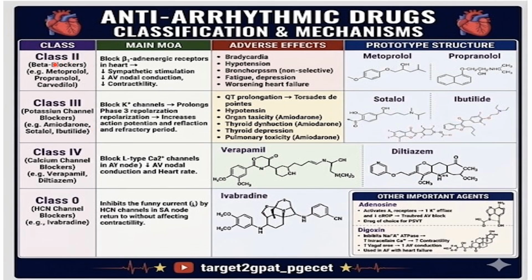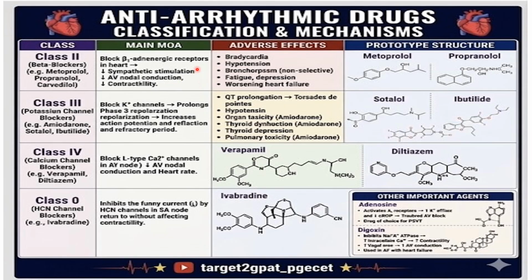So coming first to class 2, the beta blockers. They directly act on the beta 1 receptors which are present in the heart. Beta receptors are adrenergic receptors located in the heart. They directly act on them and exhibit their anti-arrhythmic mechanism of action, causing a decrease in contractility, decrease in AV nodal conduction and decreased sympathetic stimulation.